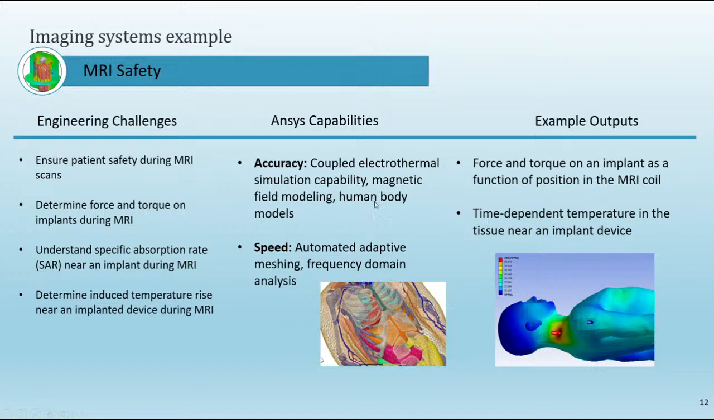We can include a body perfusion model to take energy away based on blood flow modeling. We can include the magnetic field and the human body model, and ANSYS for electromagnetics has very advanced automatic adaptive meshing. So it runs quickly and it does a frequency domain analysis, so it's very fast. Some examples are force and torque on an implant as a function of an MRI coil. So this is good for MRI system design, and you can do temperature near tissue for the implant.